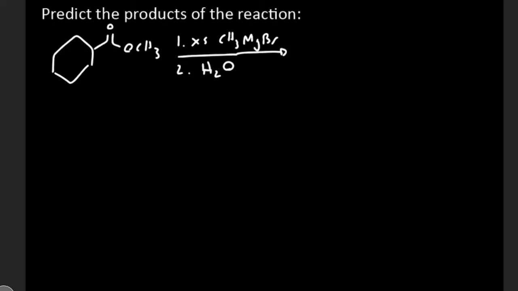All right, so now we're going to be reacting excess Grignard reagent with an ester. So how is this going to work? Well, the first step is where this bond between the CH3 and the Mg, magnesium, is going to break, and we're going to attack at the carbonyl carbon.